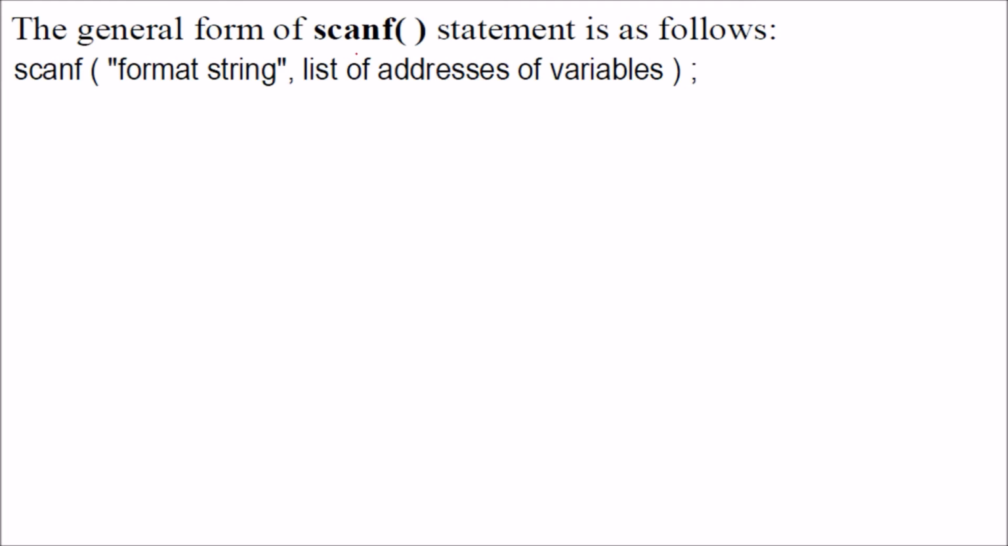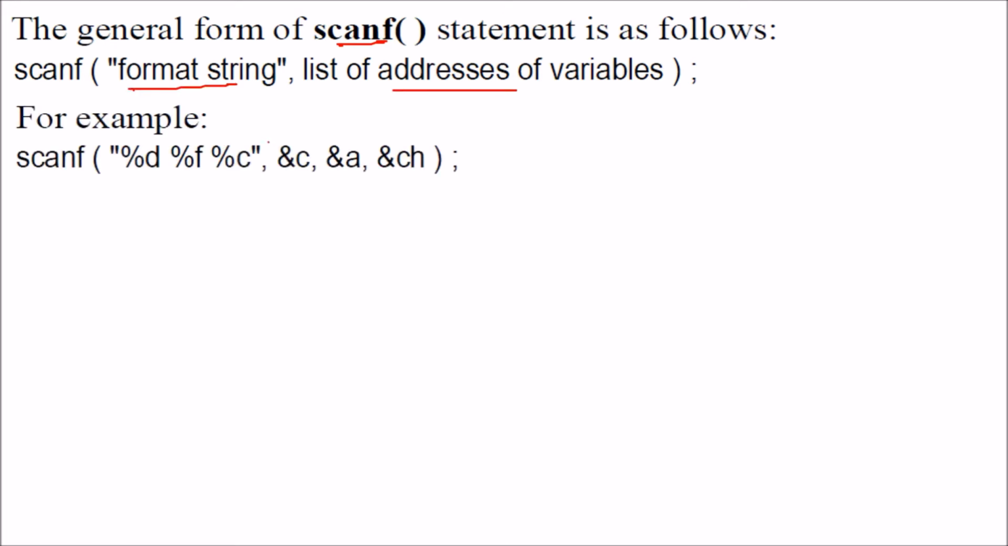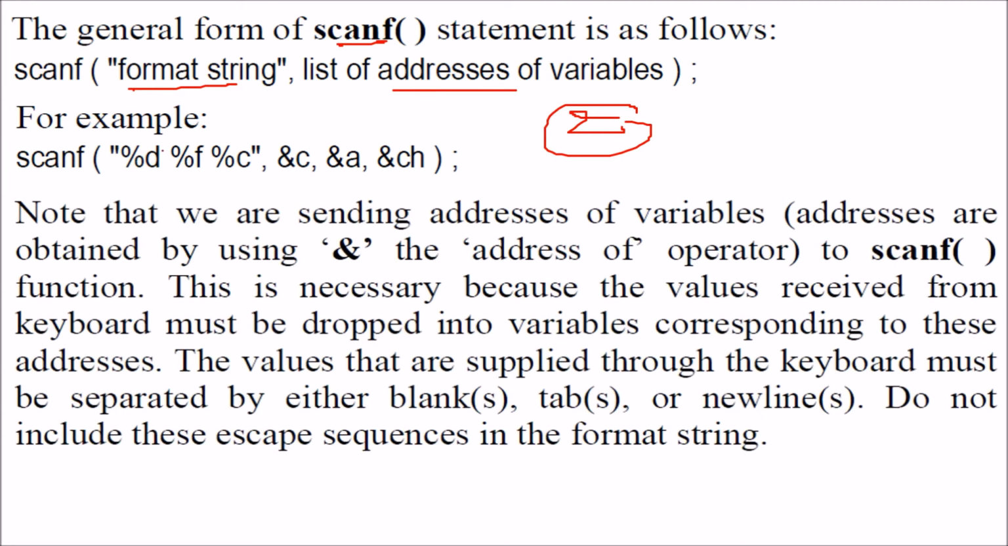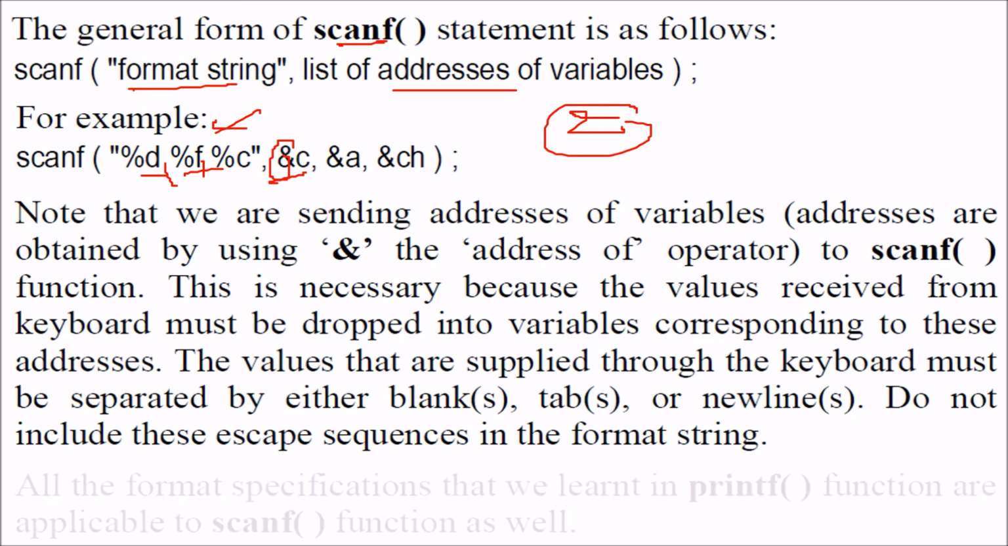Next is scanf. Scanf does what? It takes the value. This is the format string, and these are the list of addresses of variables. Address means you use the ampersand, because whenever you take a value from the keyboard, it has to be placed somewhere in memory. For that you have to give the address of the memory. That address is the ampersand, and these are the format specifiers. Please understand, we put a blank, a space, between them, and we don't include the escape sequence inside the format string as far as scanf is concerned.